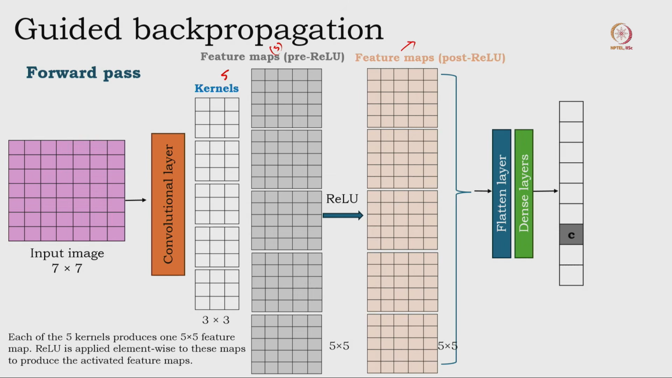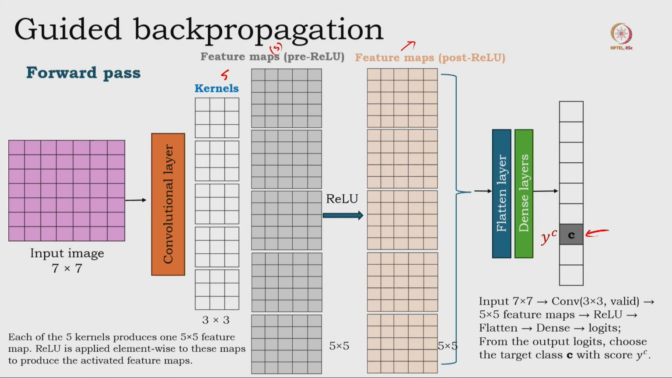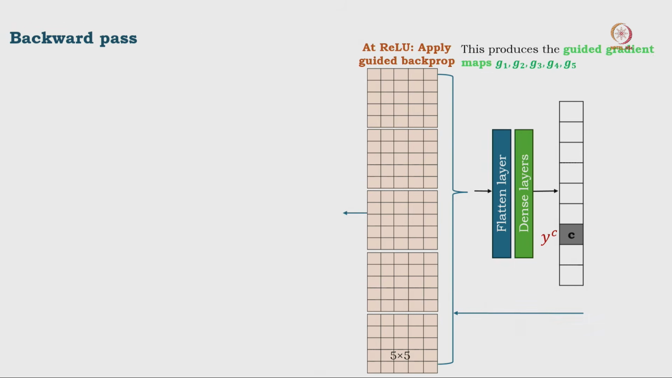These feature maps are passed to the flattened layer, then to dense layers, and then we arrive at the output layer, where we get the predicted class. For that predicted class, we are taking YC. So, this is exactly the forward pass from input image to convolution, then ReLU, then flatten, dense, and then we obtain the class logit. Now, let us see what happens in the backward pass.